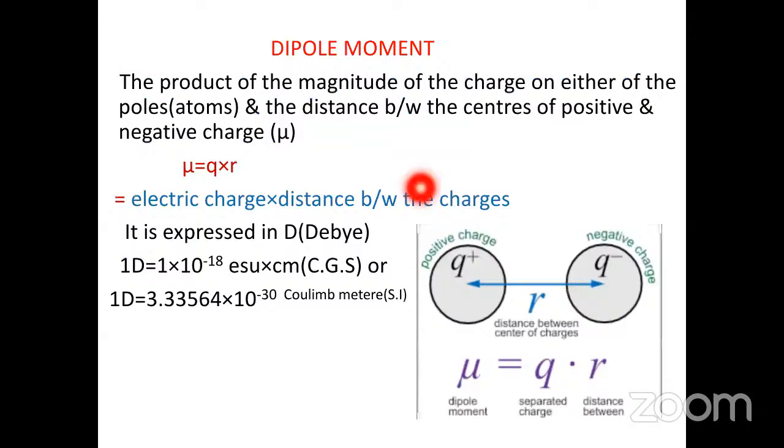Now let us discuss dipole moment. A polar covalent molecule behaves like a dipole. The degree of polarity of a bond or molecule is expressed in dipole moment. What is a dipole moment? It is the product of the magnitude of the charge on either of the atoms and the distance between the centers of the positive and the negative charges. That is called dipole moment.